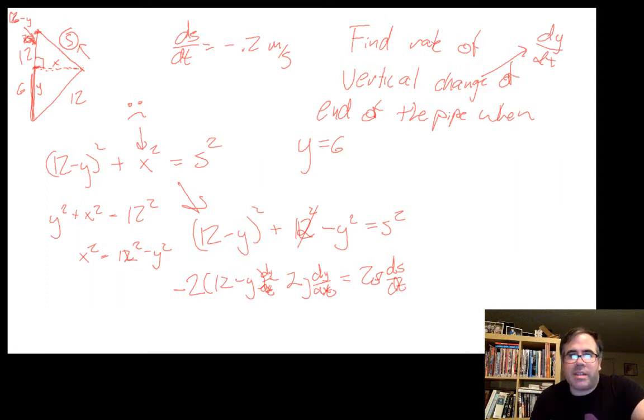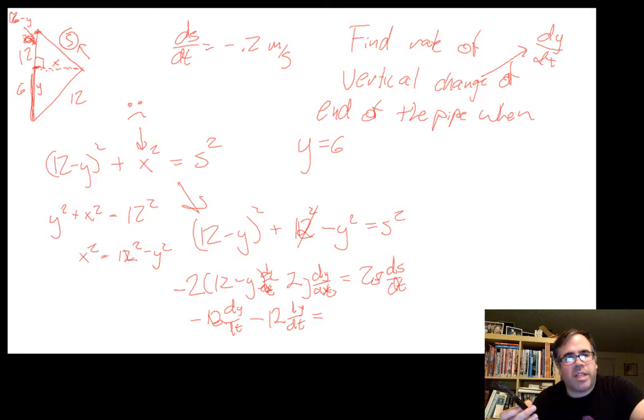We know that y is 6. So in this case, since y is 6, 12 minus y is, of course, also 6. So we get negative 12 dy dt minus, again, y is still 6, so 12 dy dt equals 2s. S is a little bit of a problem.